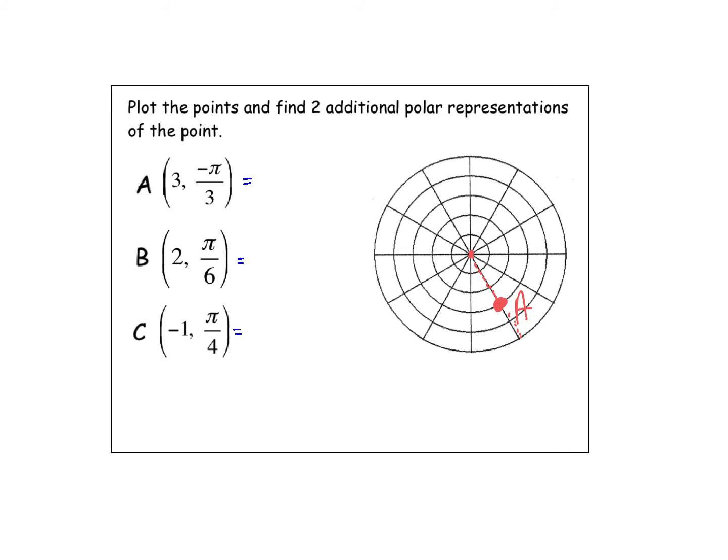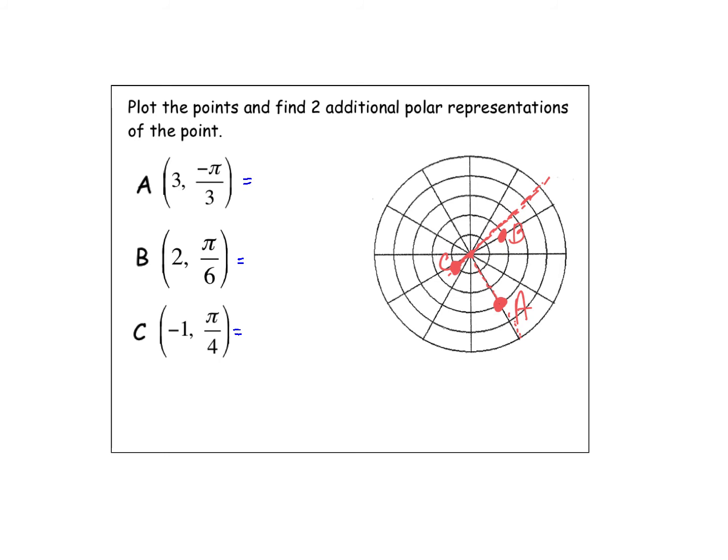B, positive pi over 6, and the R is 2. So I go pi over 6 is my angle, second circle, second radius. Last one, the angle is a positive pi over 4, which is not always plotted on these, so that's here. But it's a negative 1, so I walk backwards to that first circle, point C. I walk in the opposite direction. We'll plot more and more of these, but again, this is my pi over 4 angle. My radius was negative, so I plot my point in the opposite direction.